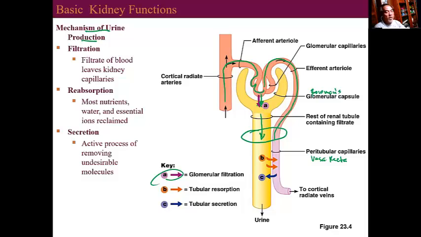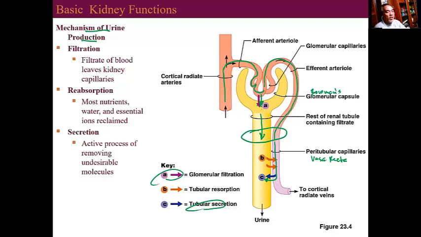So if somehow some of the waste is going to be excreted out through the tubule, we call it tubular secretion. That means the filtrate that you weren't able to filter out at the glomerulus and the Bowman's capsule will be secreted between the peritubular capillaries and the nephron. That process is called tubular secretion.